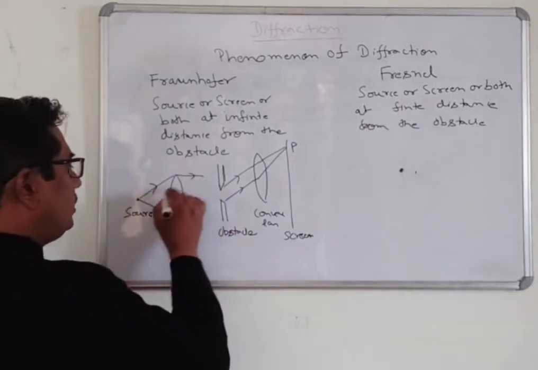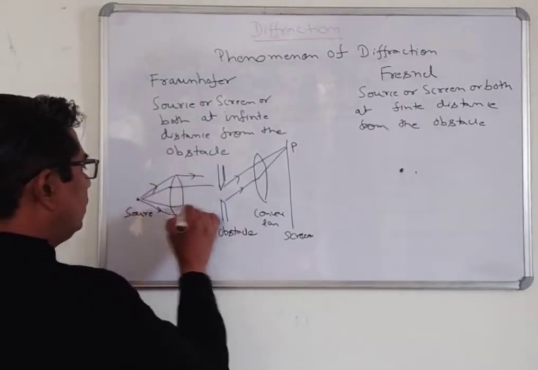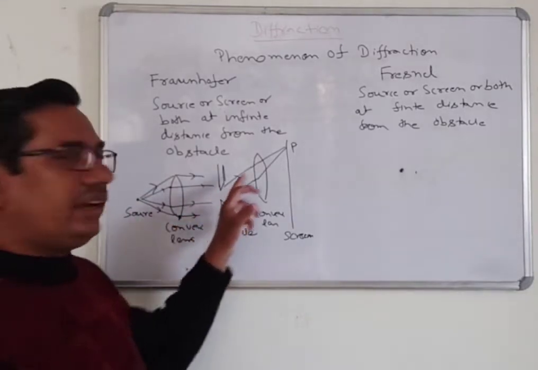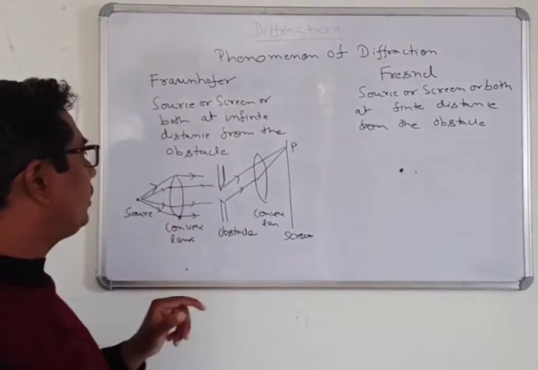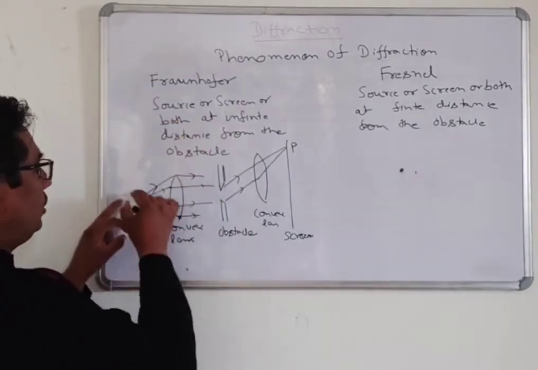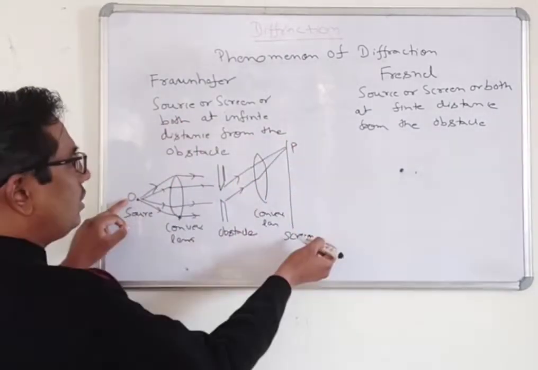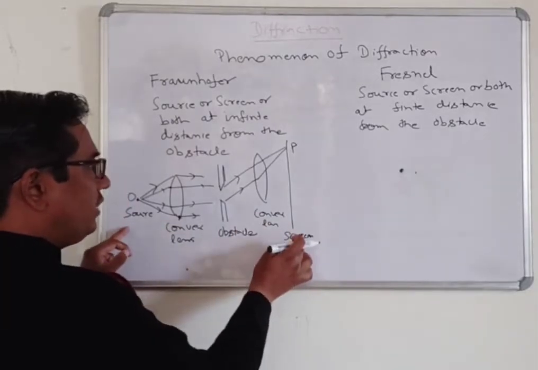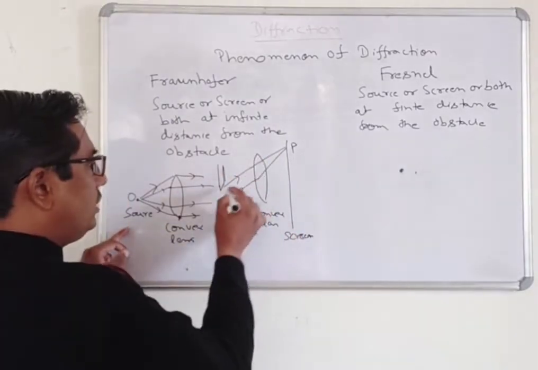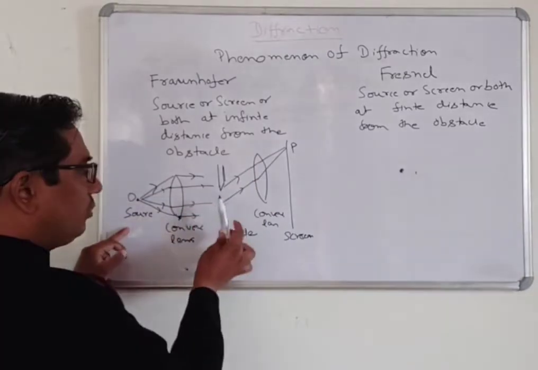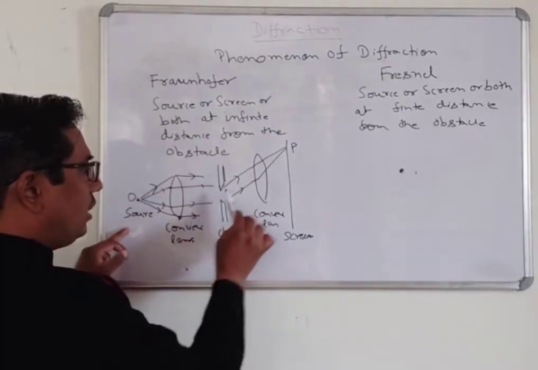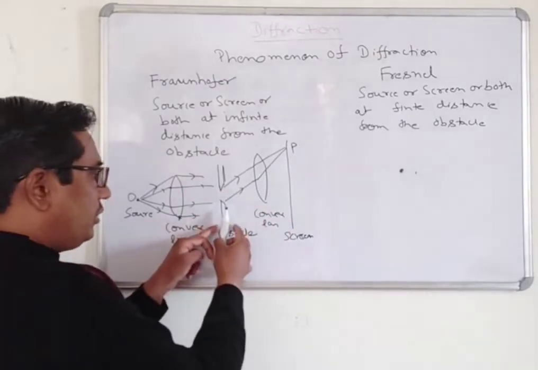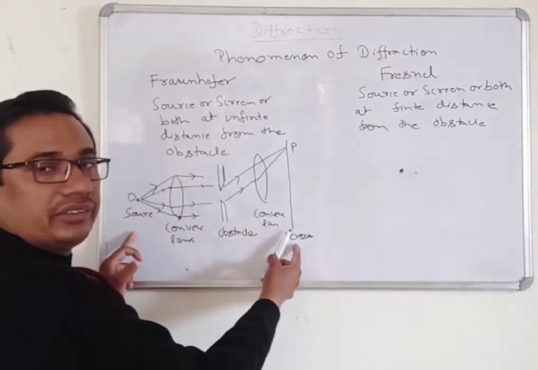Now you can see that here the light is bending, and also you can see that the source and screen are both at an infinite distance. You can see that here will be parallel light from the obstacle, here will be parallel light, and also here will be parallel light. So you can see that from the obstacle both are at an infinite distance.